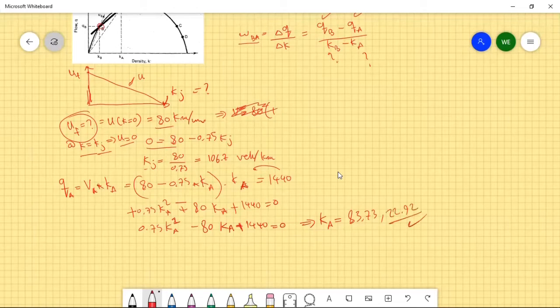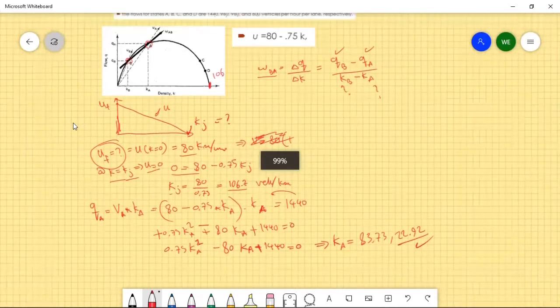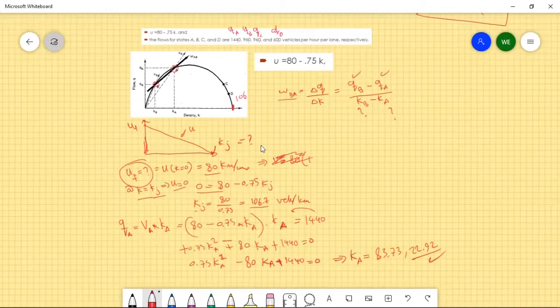Okay, we'll go with this value and I will explain why. First of all, that's the jam density, 106. And from this relationship, we can see that the state of A is on this side. Usually this value is basically K jam over 2. So this value here is the KA. If for the same flow we were here, then this is going to be the value. Clear?